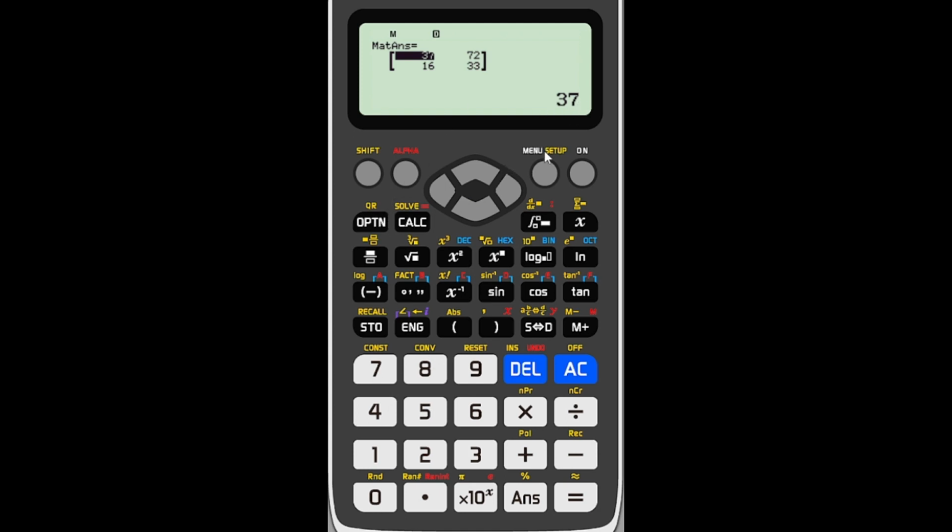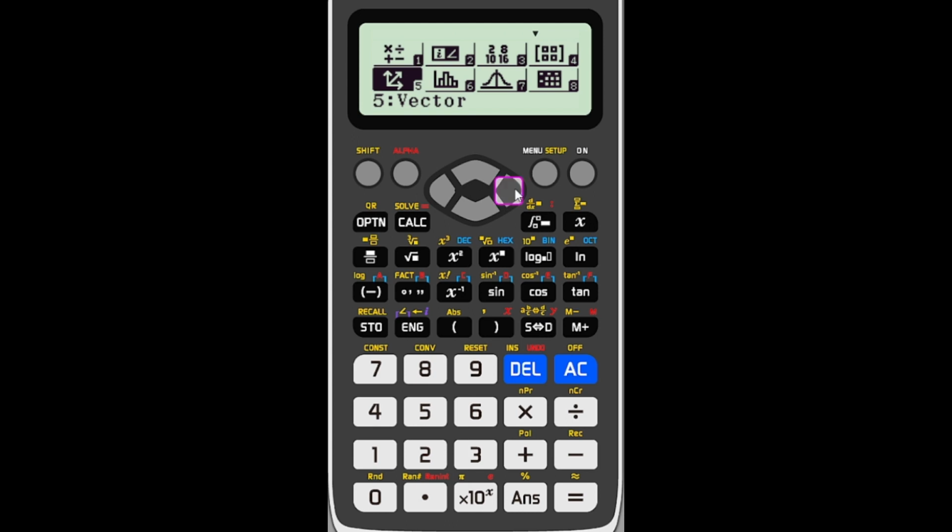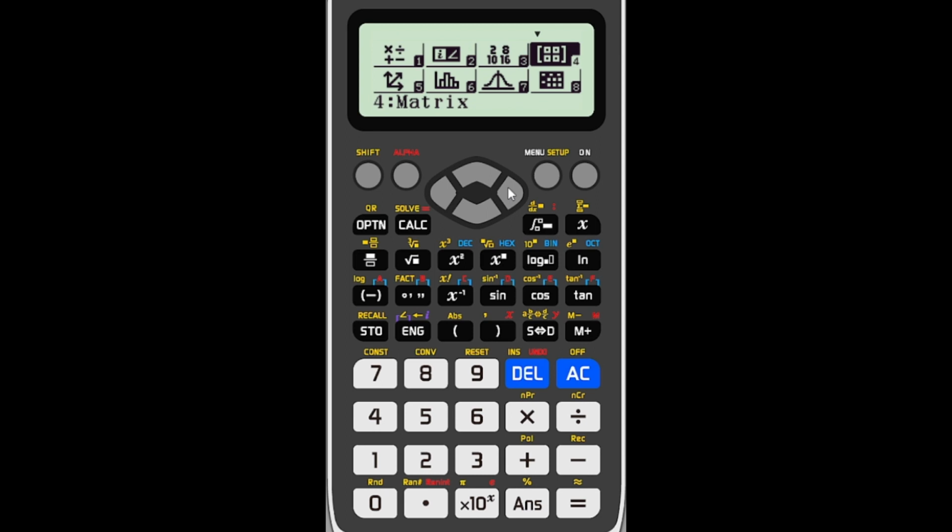Okay. Now let's go back to the options menu. We also have the probability functions stored, some of the probability functions, the stat variables. I'm not familiar with them. So we've done matrices as well. These are the common functions that you can use your calculator to perform.